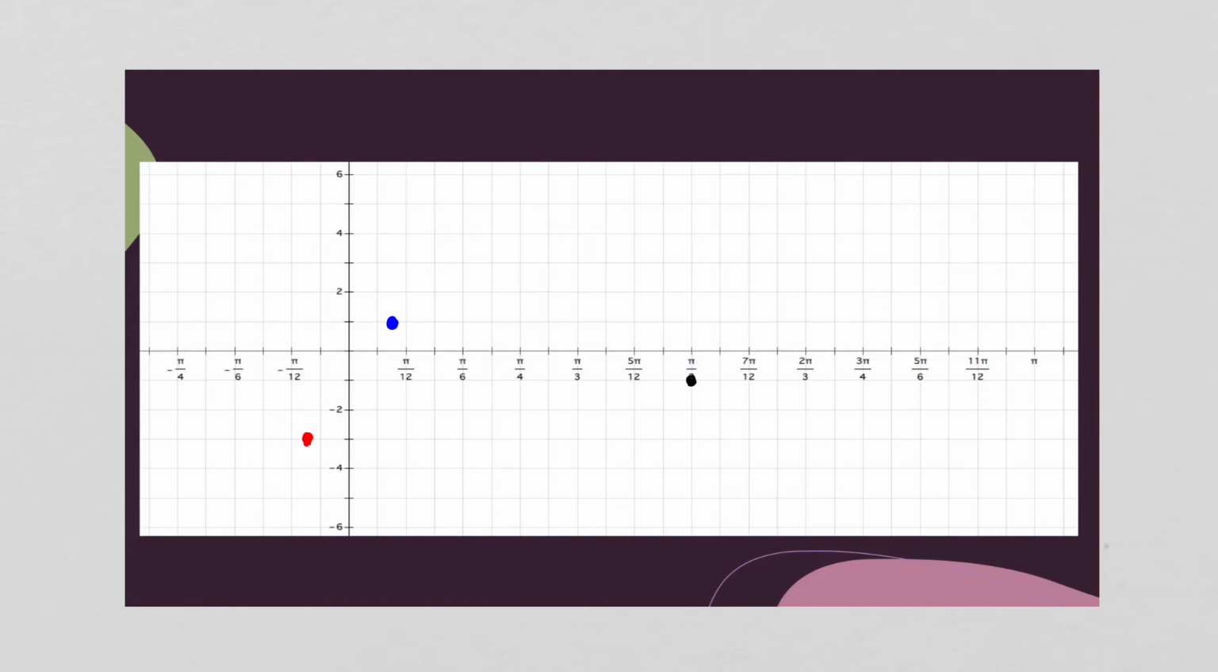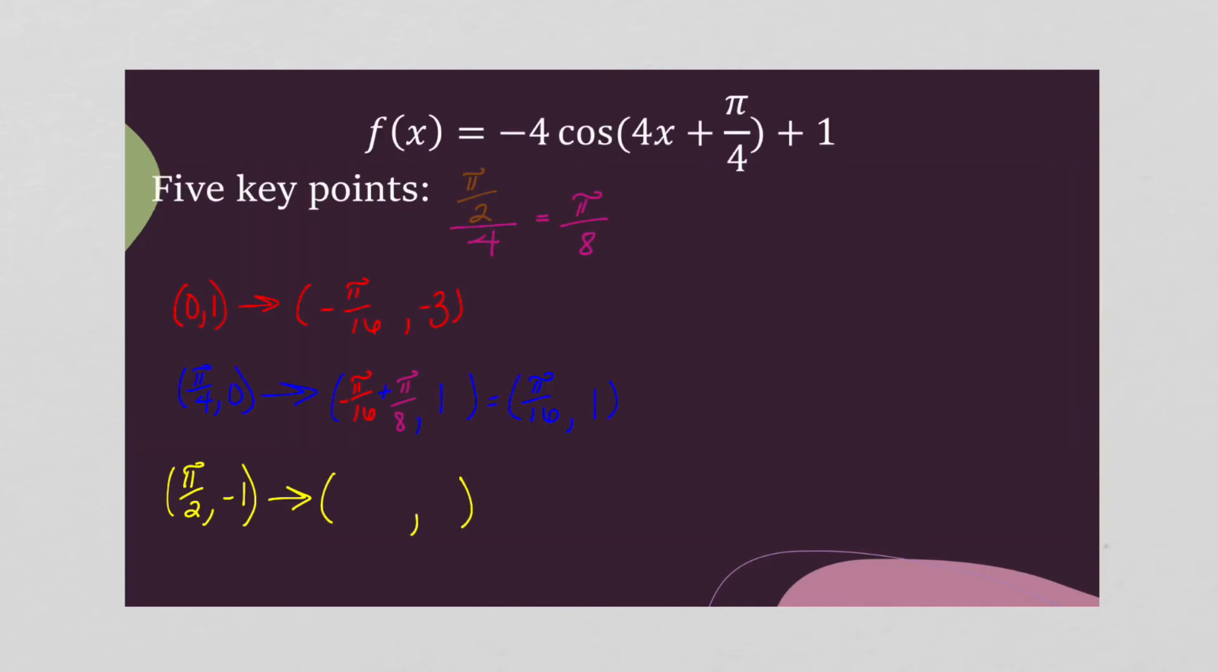Okay, but we have to deal with the a value. So it would go down to pi over 2, negative 4. However, because this is negative, it's flipped, so we're going up to positive 4. And then one more thing, factor in your vertical shift, so we're going up 1 to 5. So our third point's y value will be 5.